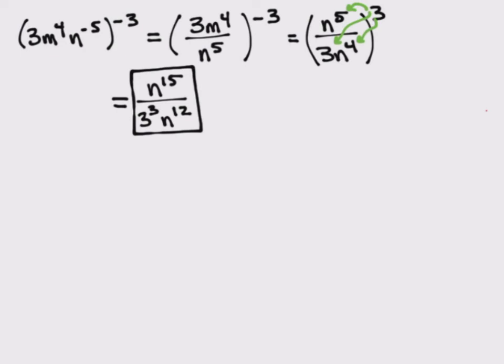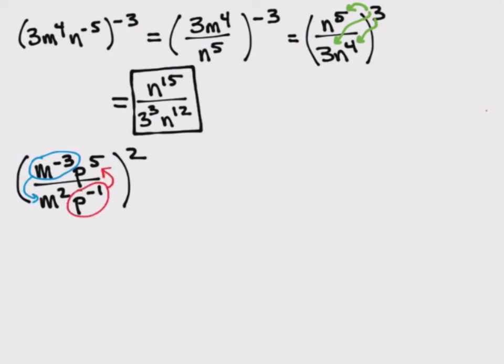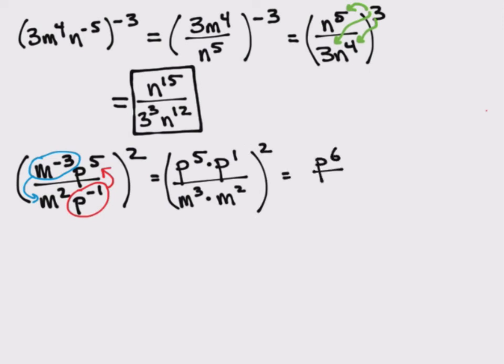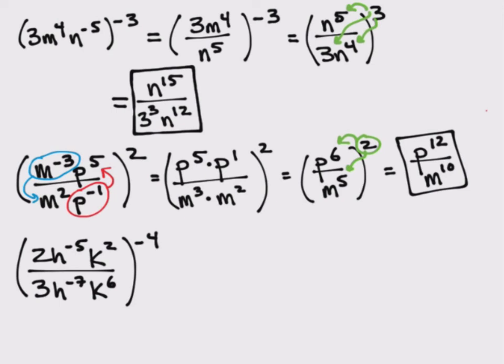Now note, I wouldn't actually suggest writing these arrows. I just did them to visually show you exactly what was going on. And then we ended up with n to the 15th over 3 to the third times n to the 12th. All right, let's try another. Why don't you pause the video and give this one a try. All right, one more example. Why don't you pause the video and give this one a try.